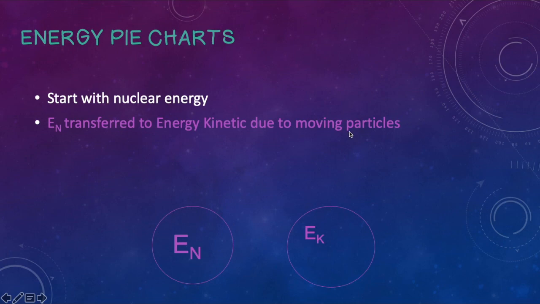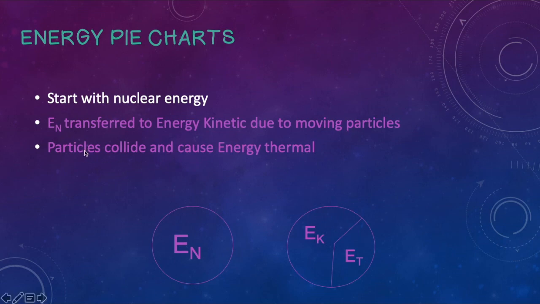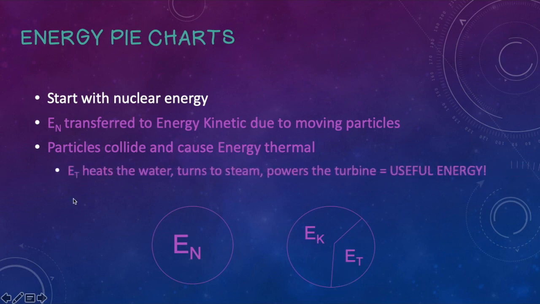But remember, anytime there's moving particles, there's also energy thermal. The particles are colliding, they're moving, that causes energy thermal. So part of your pie is also energy thermal. And then the energy thermal heats the water, turns the water to steam. The steam powers the turbine, and then you get useful energy, you get electricity. So En transfers to Ek and Et, and you get a lot of Ek out of it, which is really good because that moves the turbine, which is the useful piece of the energy.